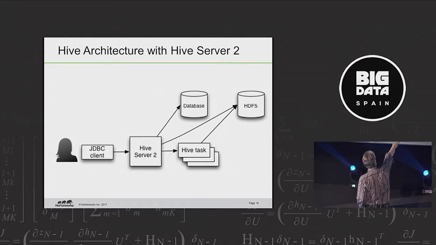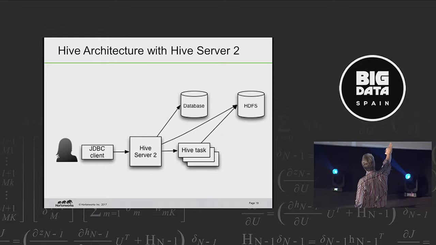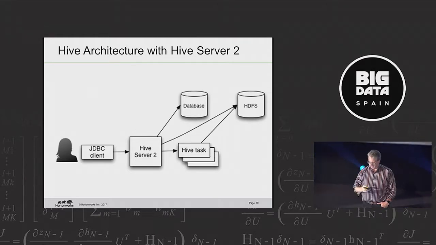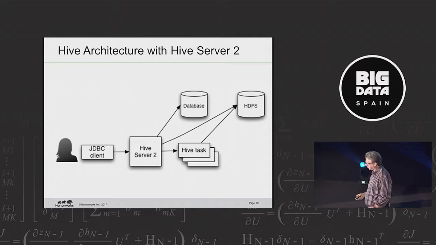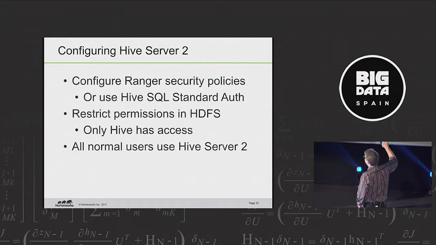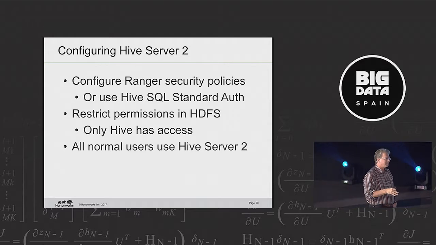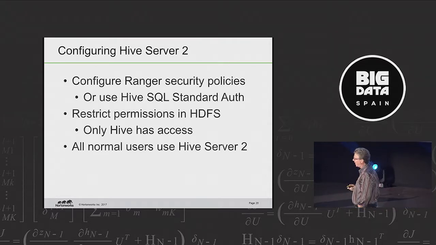So instead, we added Hive Server 2. It's called Hive Server 2 because there was a Hive Server 1 that has disappeared. So the user connects with the JDBC to the Hive Server 2, and Hive Server 2 does the authorization checks and then runs everything downstream of that. So with Hive Server 2, then you configure the Ranger security policies, or you can use the Hive SQL Standard Auth, and you restrict the permissions on HDFS so only the Hive user has access.